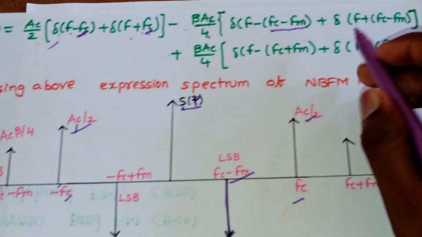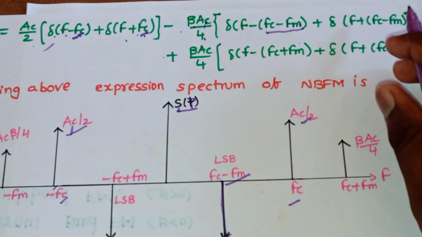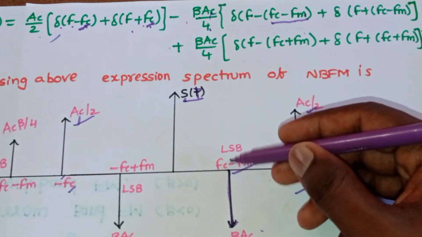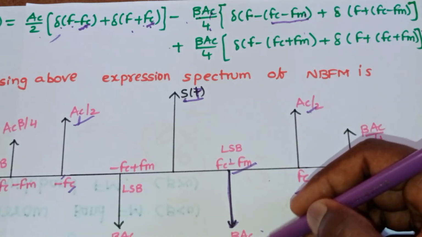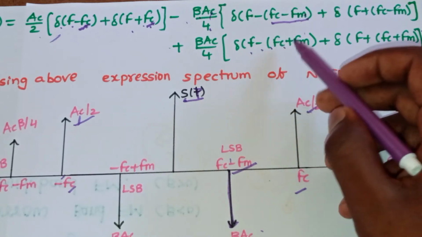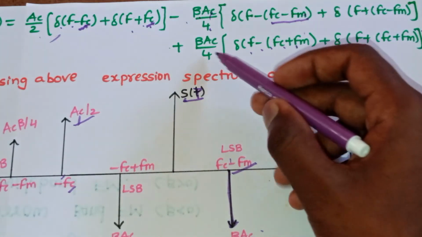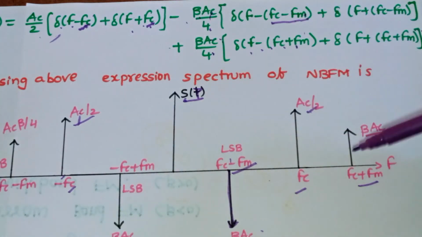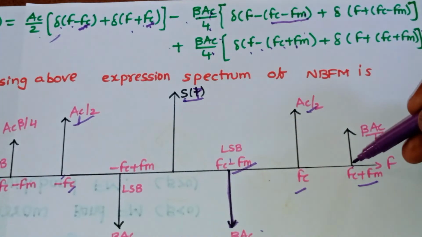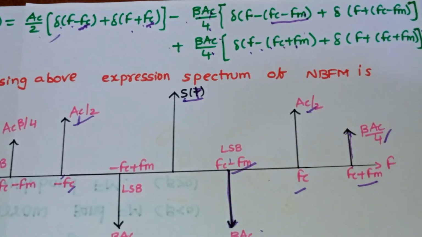Now the next term is delta of (f plus fc minus fm). Where is fc minus fm? Here, the same thing, with amplitude minus beta Ac by 4. Now coming to delta of (f minus fc plus fm). Where is fc minus fm? It is at fc minus fm with amplitude beta Ac by 4. Here also the amplitude is beta Ac by 4, not minus beta Ac by 4. That's why I move this arrow to the upward side and represent this as beta Ac by 4.